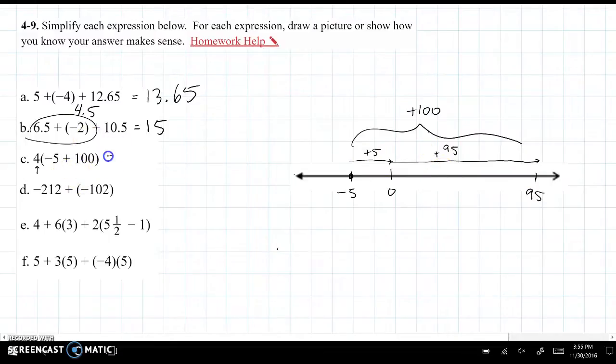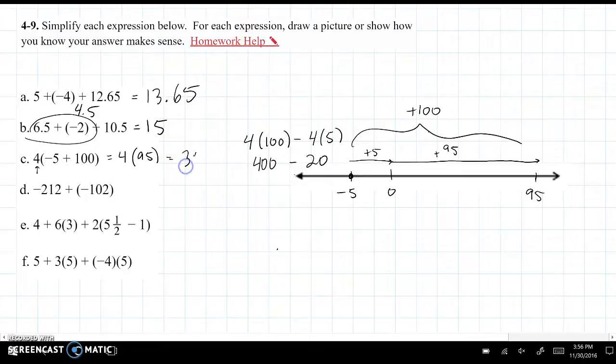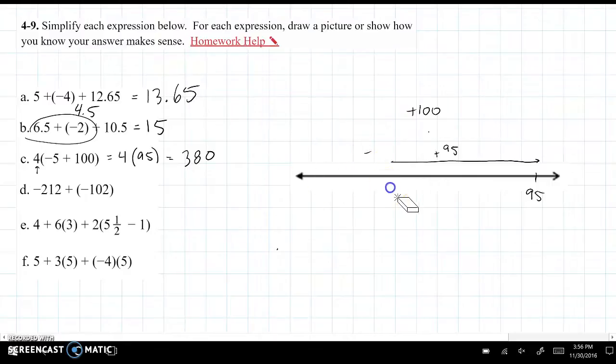So this becomes 4 groups of 95. And 4 95s, you could think of that as 4 100s. And that's 400. But each of these is 5 less. 95 is 5 less, so we're going to minus 5 from each of those guys. Minus 20, so this is 380. All right. You could have just multiplied 4 times 95 as well and gotten 380.